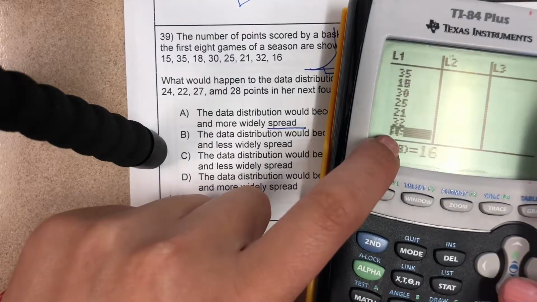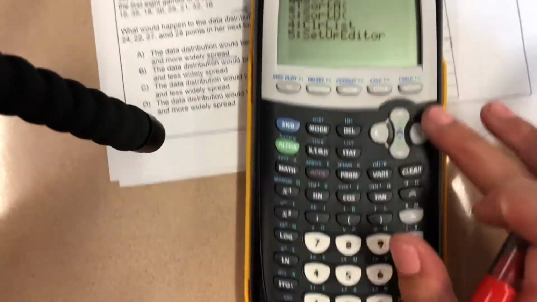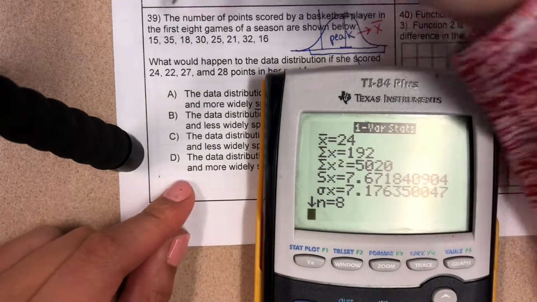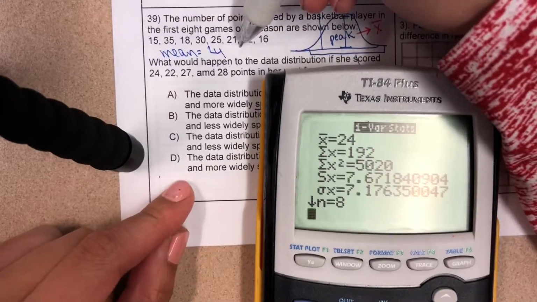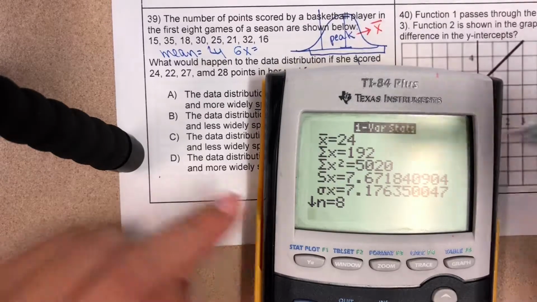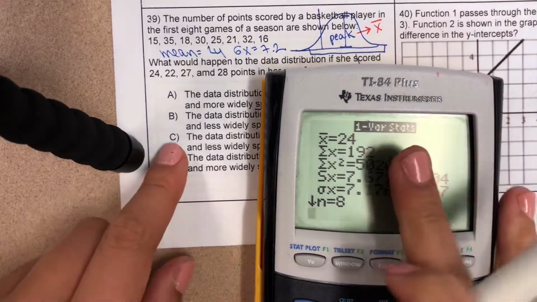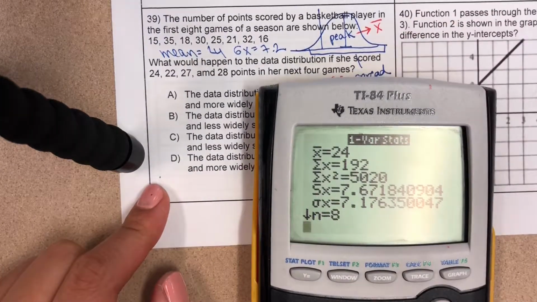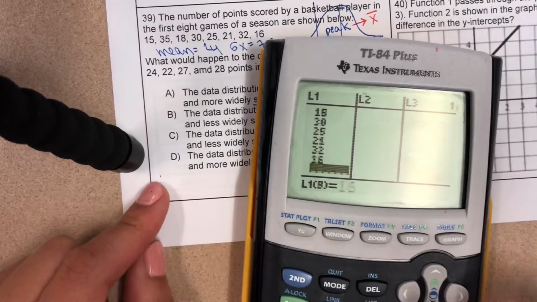When I plug all these numbers in to find the mean and standard deviation, I'm going to hit stat, calc, and then 1. When I hit 1, I can see that my mean is going to be 24. So for my original data points, my mean is 24, and then my standard deviation right here is 7.17, 7.2. But then it says I'm going to add some data points, 24, 22, 27, and 28 to my data. So let's go back to my list. And at the bottom, I'm going to add those points.